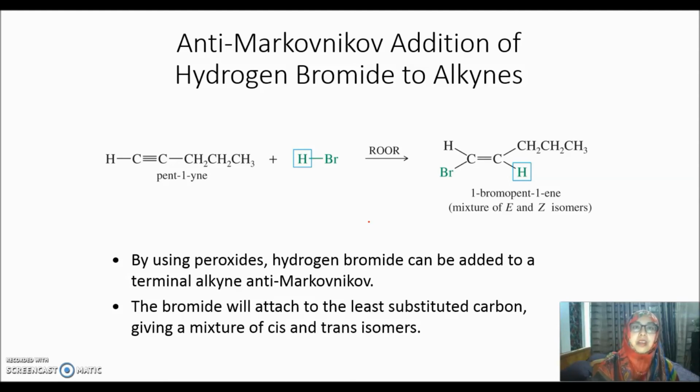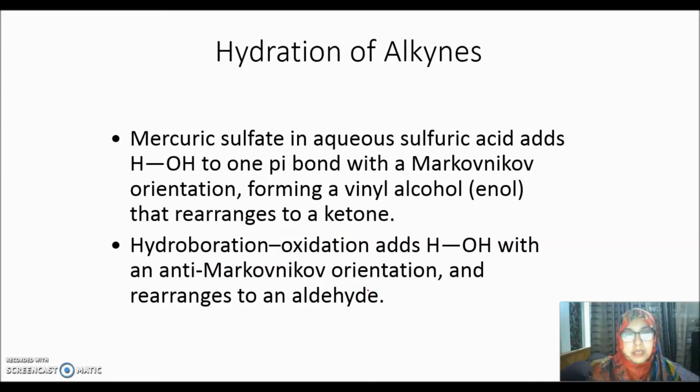What then when we have anti-Markovnikov? Using peroxide. See, this is the very keyword that you need to find. Using peroxide, HBr can be added following anti-Markovnikov. Very similar to the alkene topic that we have seen earlier.